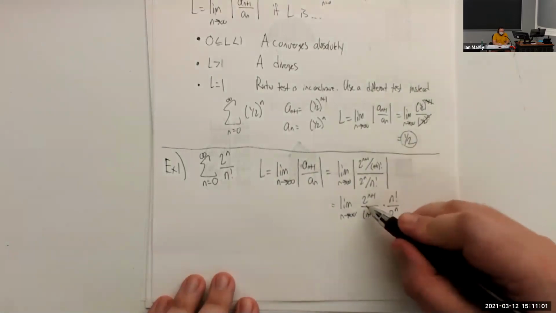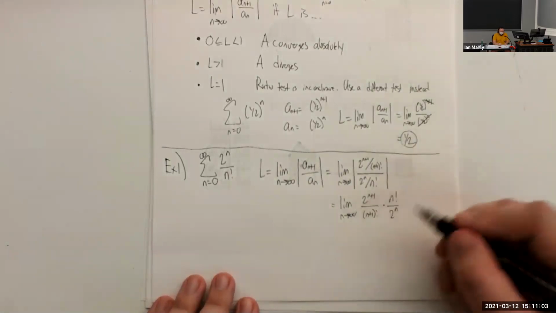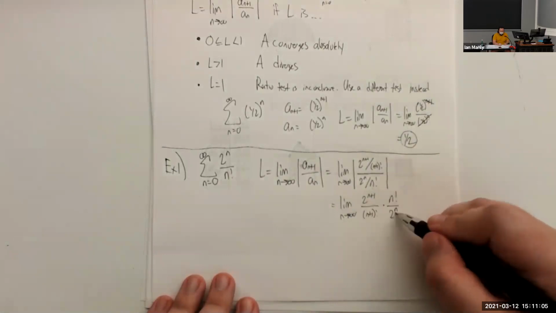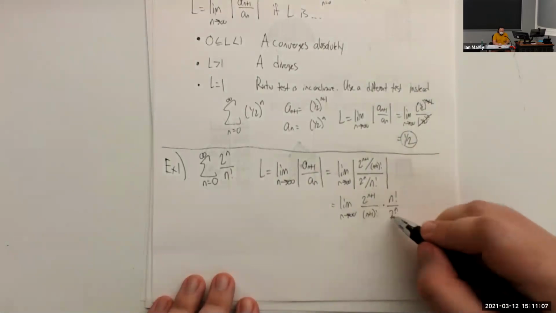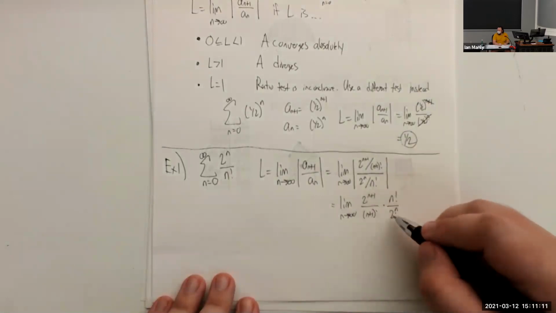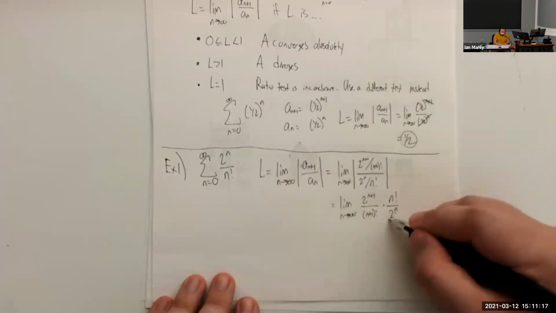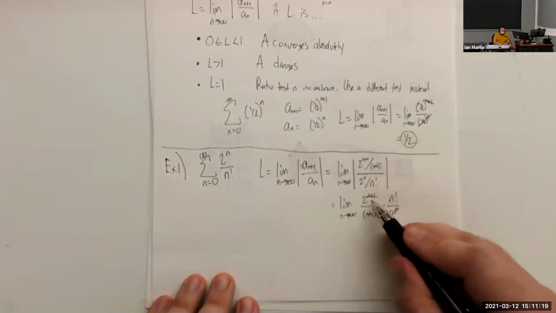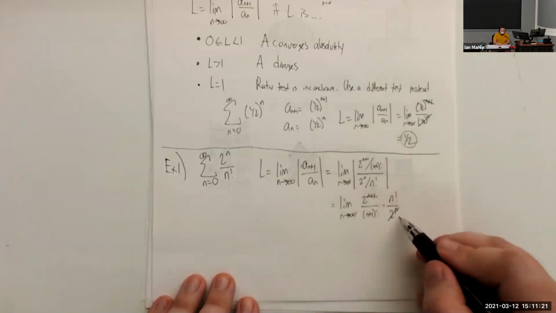So for example, we have 2 to the n plus 1 up here, and we have 2 to the n down there. What's going to happen when we simplify these? What are we going to get from that? That's right. We're just going to end up getting 2 right here, because we have 1 power higher up here than we did down there.